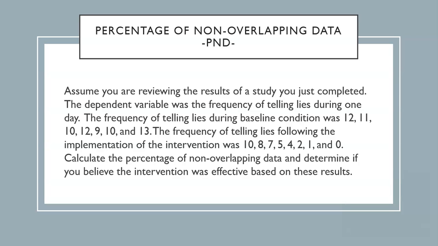Let's look at this example. Assume you are reviewing the results of a study you just completed. The dependent variable was the frequency of telling lies during one day. The frequency of telling lies during baseline condition was 12, 11, 10, 12, 9, 10, and 13. The frequency of telling lies following the implementation of the intervention was 10, 8, 7, 5, 4, 2, 1, and 0. Now, take a second, pause, and calculate the percentage of non-overlapping data and determine if you believe the intervention was effective based on these results.